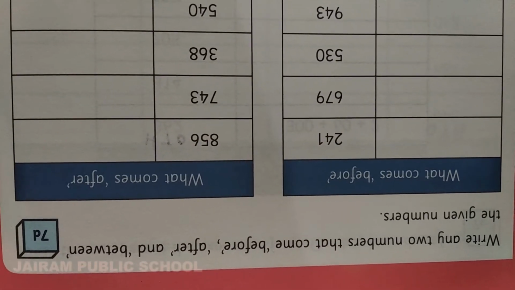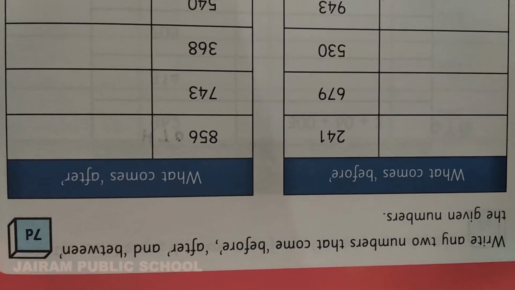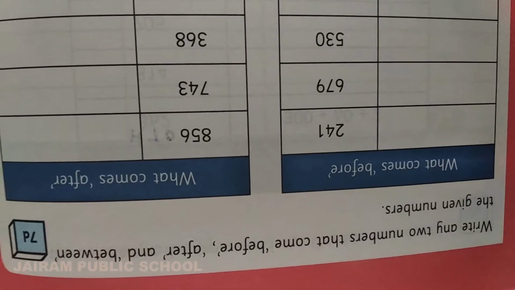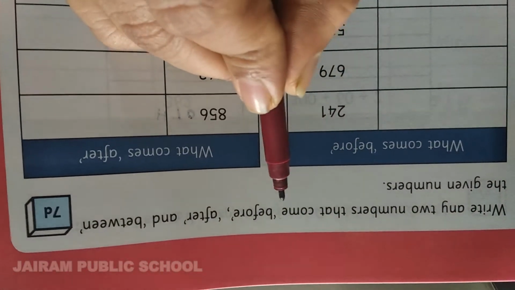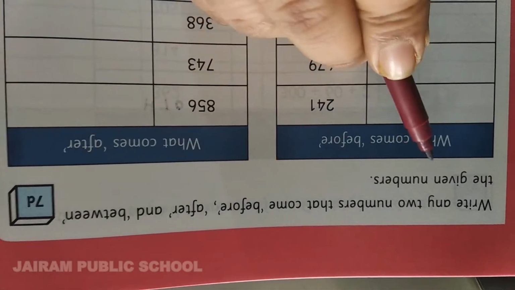Okay, see here, Kana, now it's the time for home fun. Take your companion book, page number 470 is the home fun, Kana, today's home fun. See, write any two numbers that come before, after and between the given numbers.